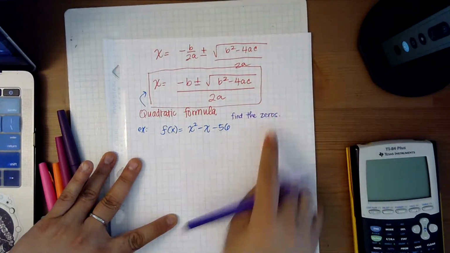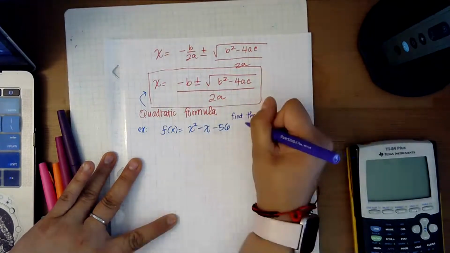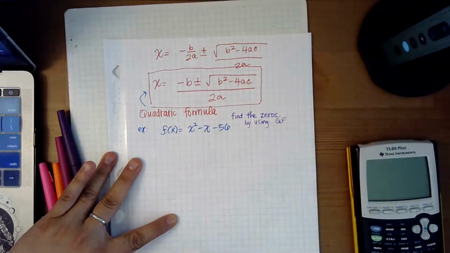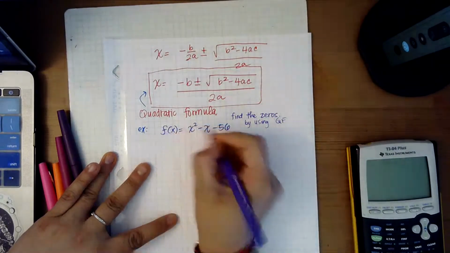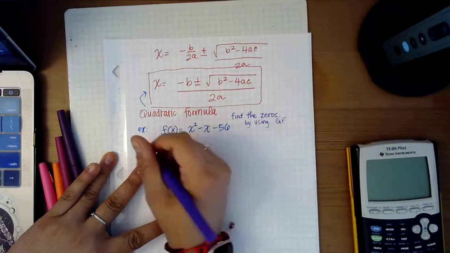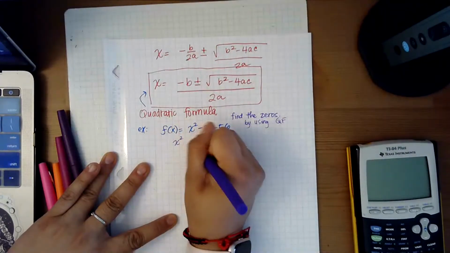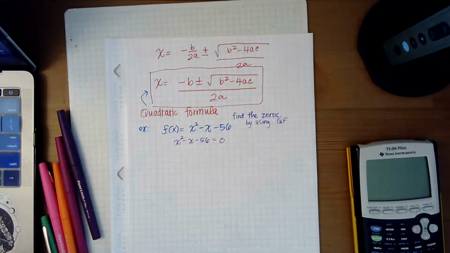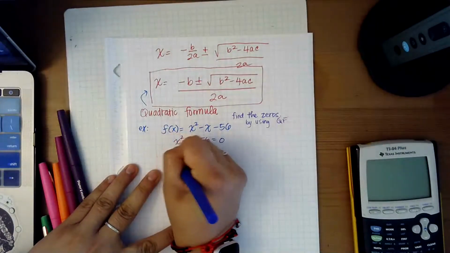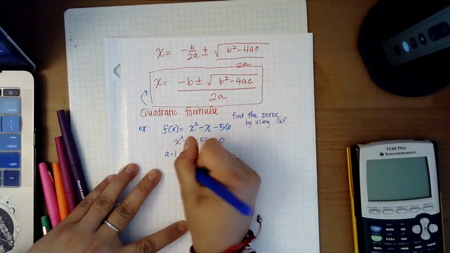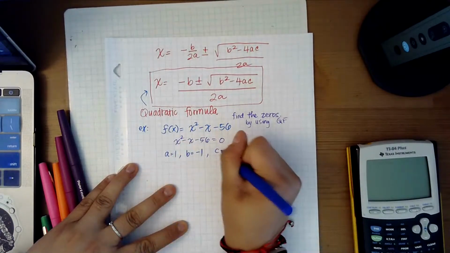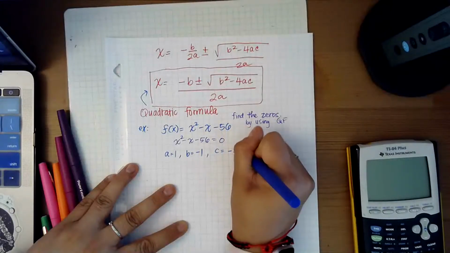Find the zeros, the x-intercepts. I'm going to use the quadratic formula. First thing I've got to do is let this equal 0, so I need to make sure that it's in standard form. So it's going to be x squared minus x minus 56 equals 0. Next thing I'm going to do is identify my a, my b, and my c. I know my a is 1 because 1x squared. My b is negative 1 because negative x is the same as negative 1x. And my c is negative 56.